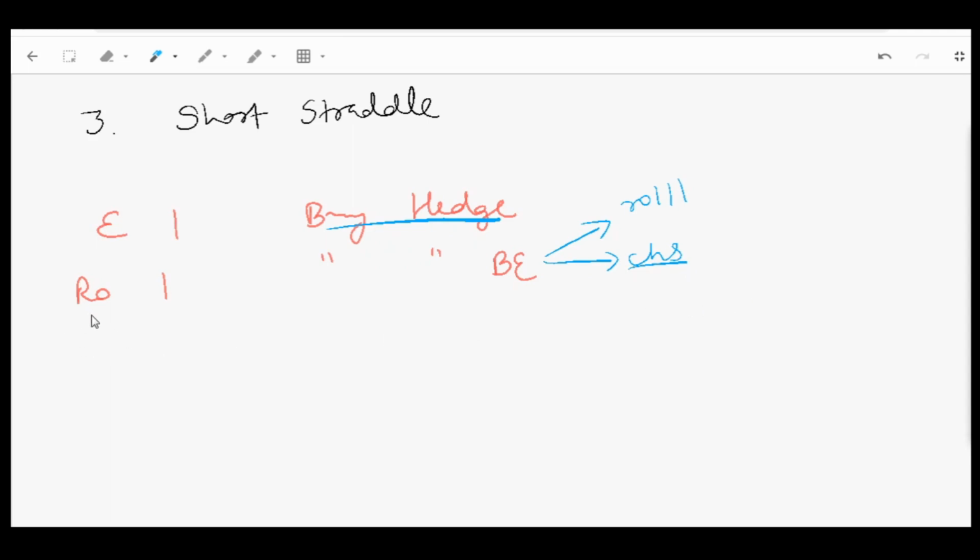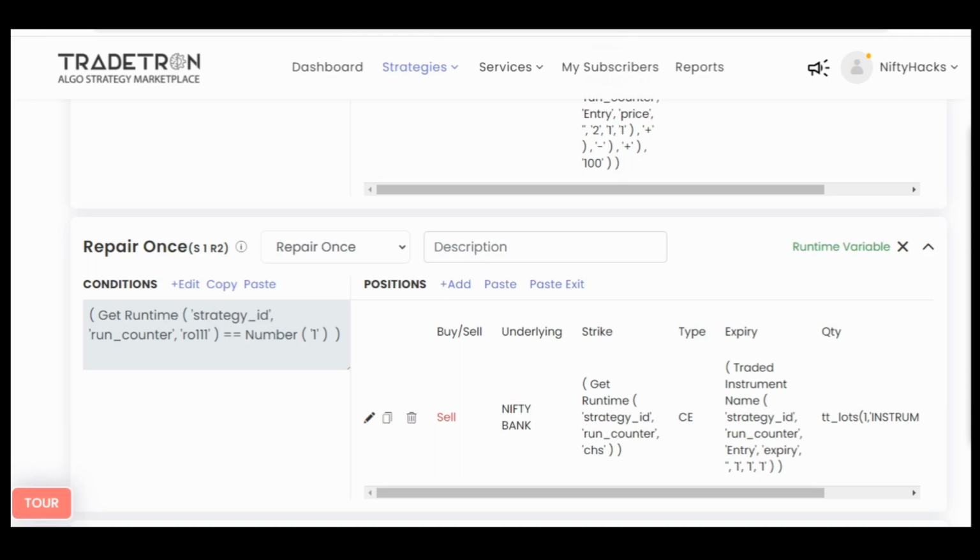Now in RO2 we will exit this hedge, exit the entry 1 hedge, but we need only to use CHS. What do we want to exit? CHS, whichever is the call hedge strike, right? So until now we have seen this.